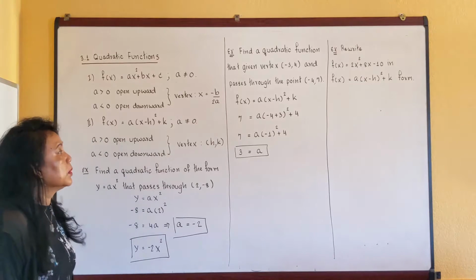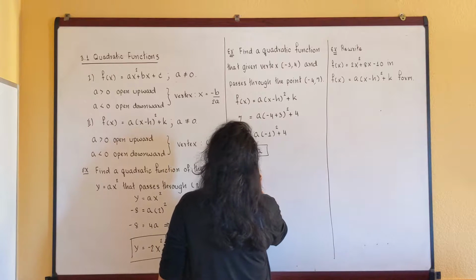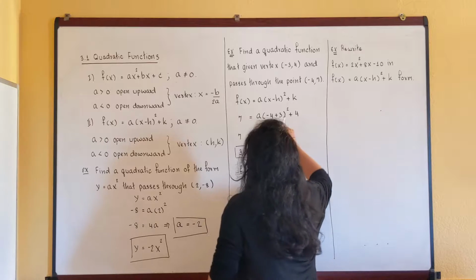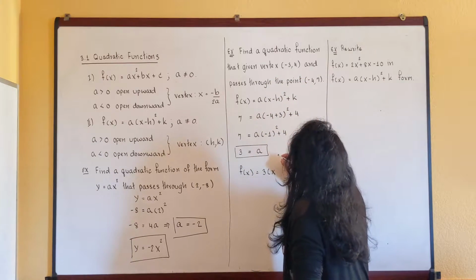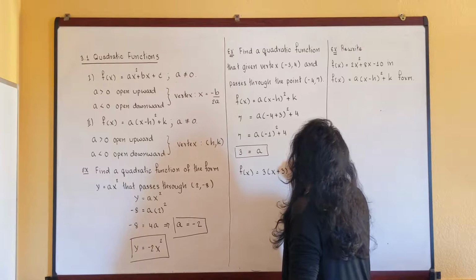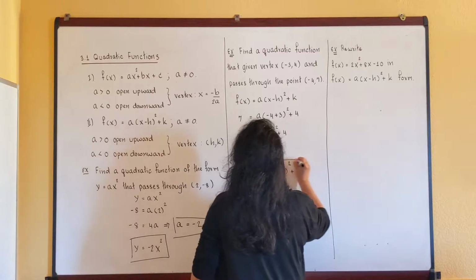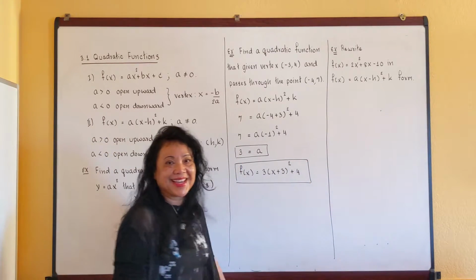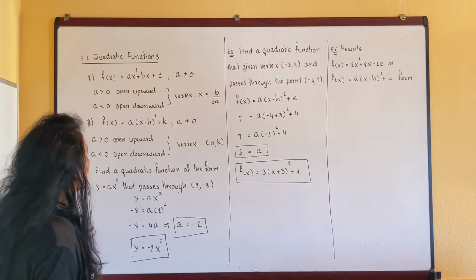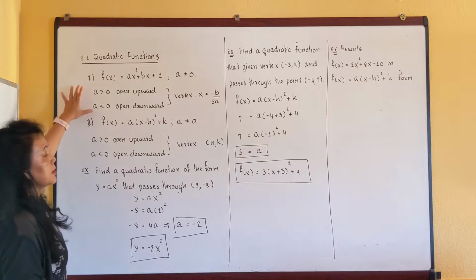You want the quadratic function, so I'm going to write this one. So f of x is equal to 3 times x minus h, my h is negative 3, so x plus 3 quantity squared, my k is 4. And that is the equation they're looking for. Now let's look at the next one. I just want to tell you that this form and this form are the same thing.